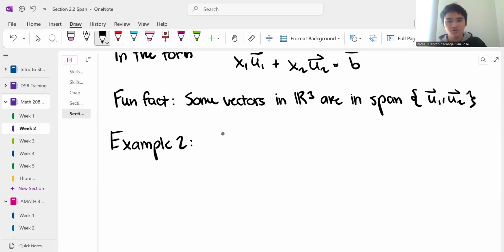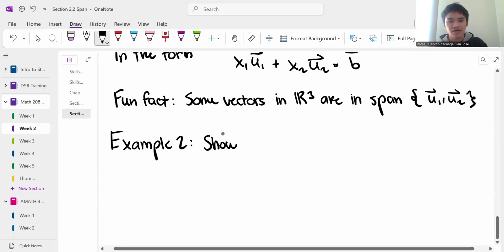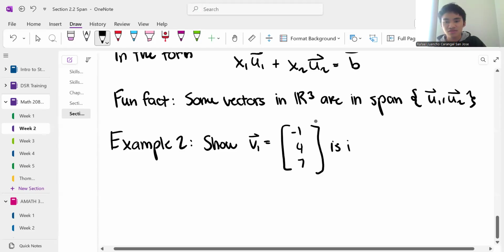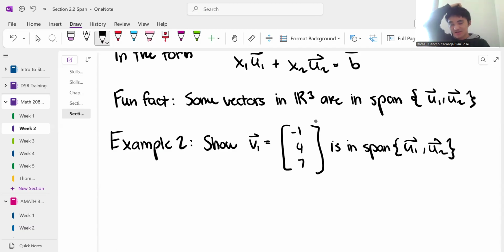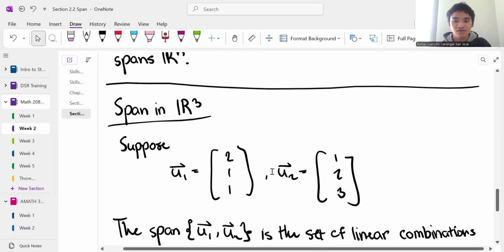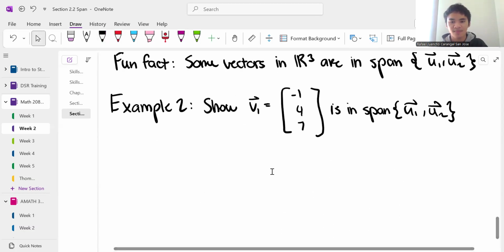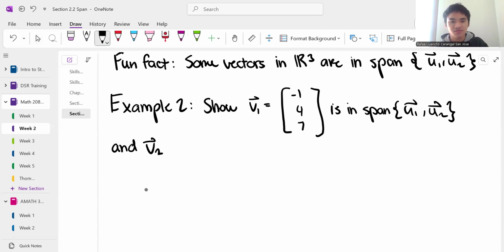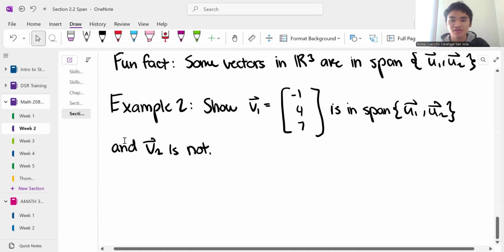Here we want to show that v sub 1, a vector with 3 components, is in the span of u sub 1 and u sub 2. Can we say that this one is in the span of u sub 1 and u sub 2? And v sub 2 is not. So let's actually walk through this together.